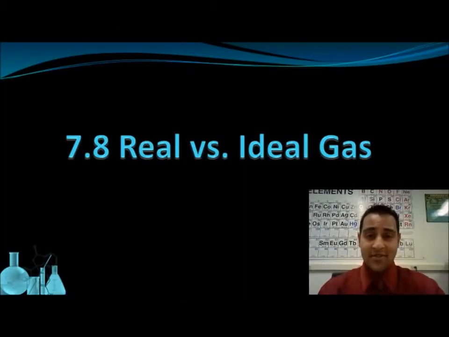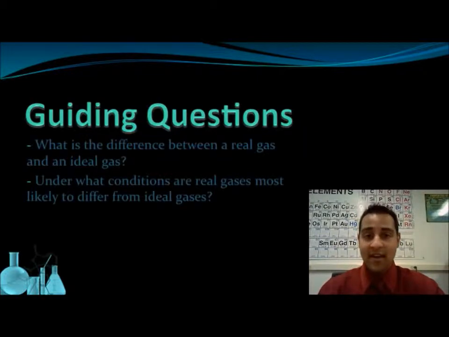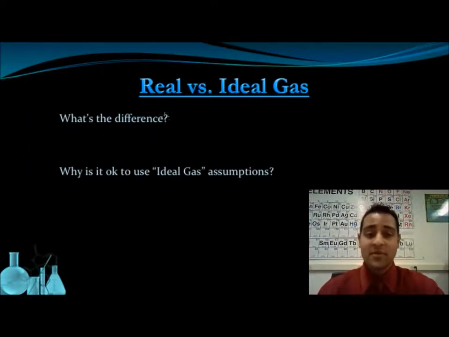Welcome to Real vs. Ideal Gas. As you may guess from the title of this lesson, we're going to be talking about what the difference is between a real gas and what we call an ideal gas. We're also going to be looking at what conditions a real gas does not behave ideally, or does not behave like an ideal gas. So first of all, what's the difference between a real gas and an ideal gas?